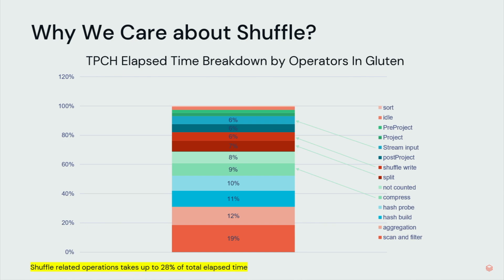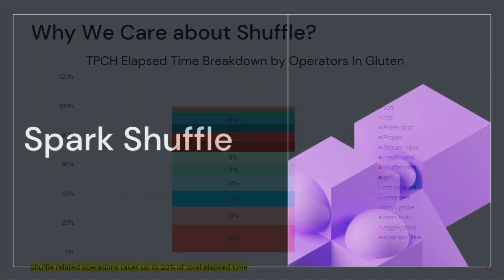It takes 7%. Then there is the ShuffleWriter, where we write the data to disk, which takes 6%. Another one is the stream input, which is how the reducer reads the data and starts the pipeline on the reducer side. It takes 6%. So in total, the shuffle-related operators take up to 22% of the total elapsed time. They are very hot operators in the list. That's why we need to take a look at the shuffle.